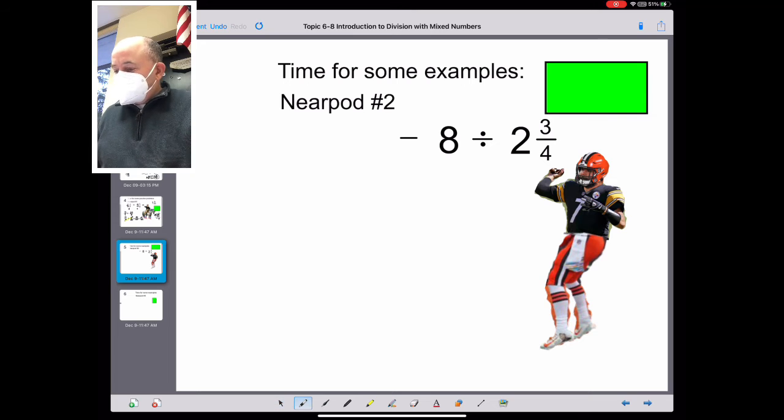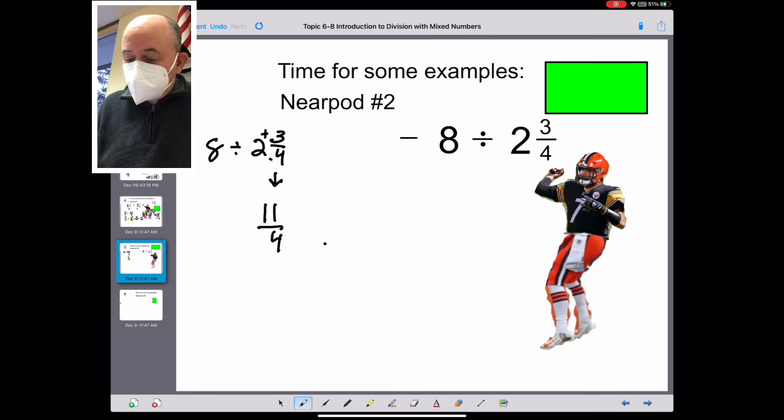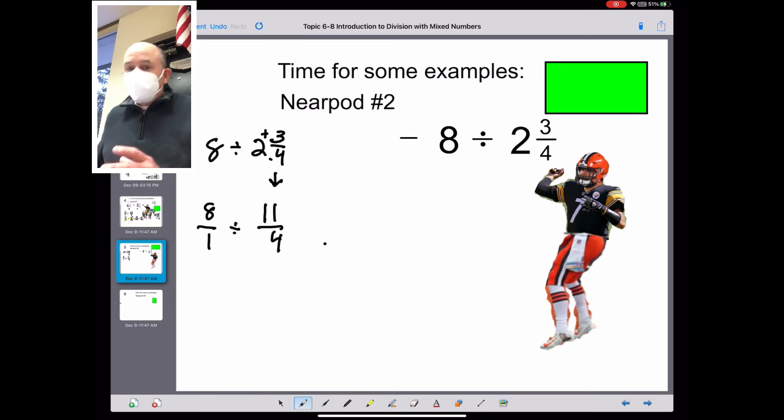All right, here we go. Let's set it all up fresh over here on this side. We have 8 divided by 2 3/4, okay? So we want to turn our divisor into an improper fraction. So 4 times 2 is 8 plus 3 gives you 11/4. And 8 has to become an improper fraction, so we're going to put it over 1, okay? Now we're ready to do the inverting and multiplying, okay?